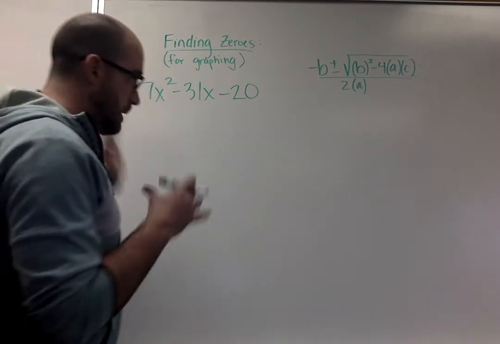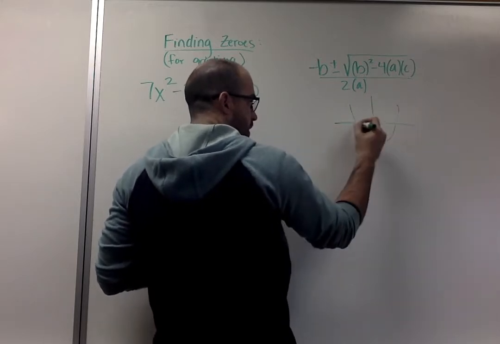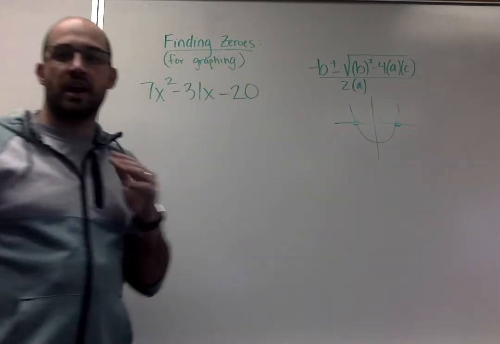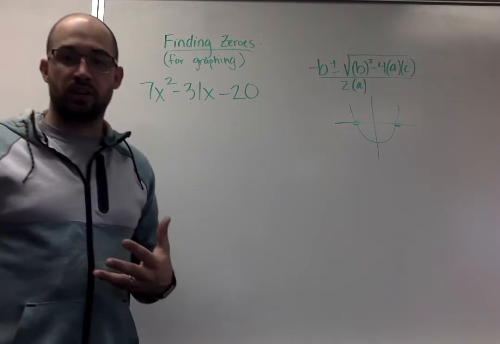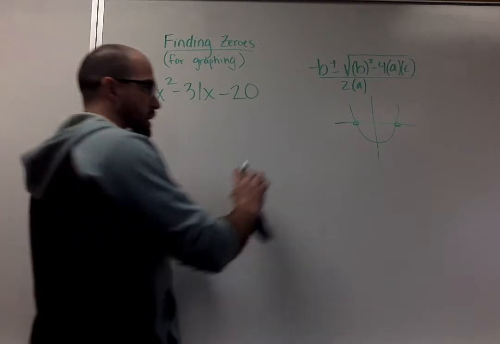Again, a reminder, what we're essentially getting here is where does our graph hit the x-axis? That, again, is what our zeros are. That's what we're trying to figure out, okay? That's why it benefits us to find these, okay?